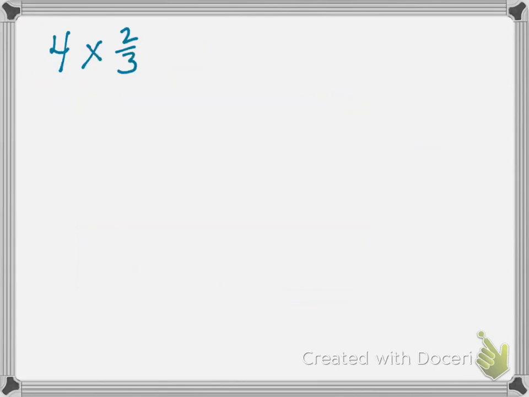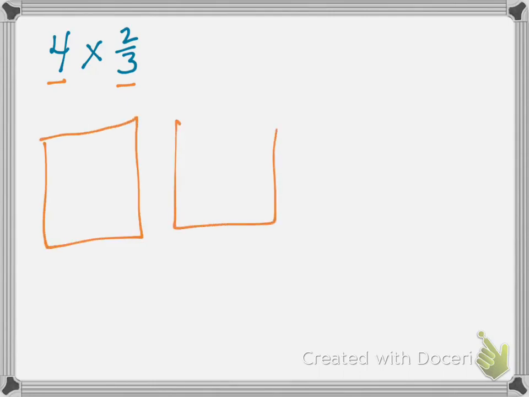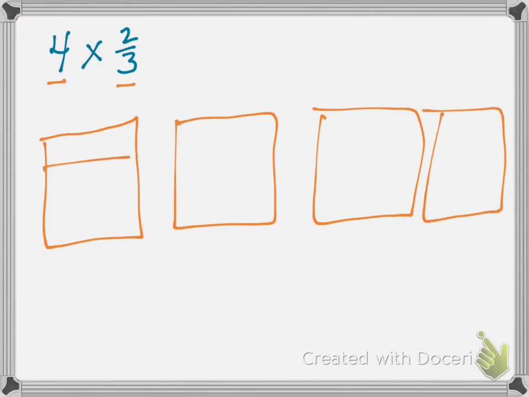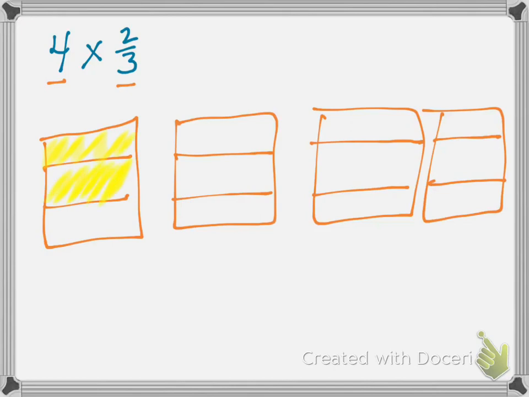Okay, let's do one more. On this one we just draw what we see, 4 times 2/3. So draw 4 wholes, break them into thirds, and then shade in 2/3 of each. And then we're going to add those up.